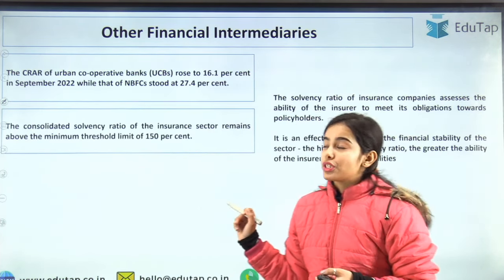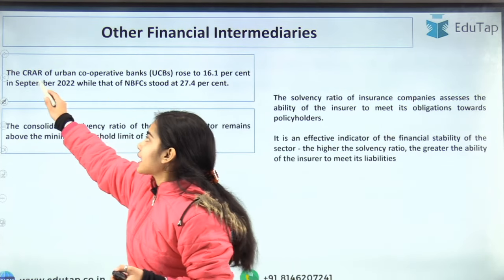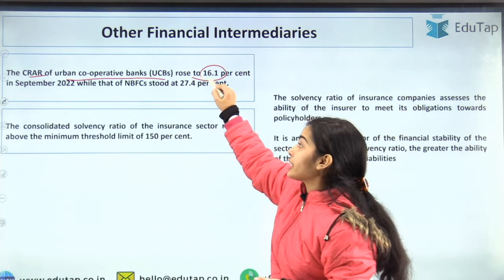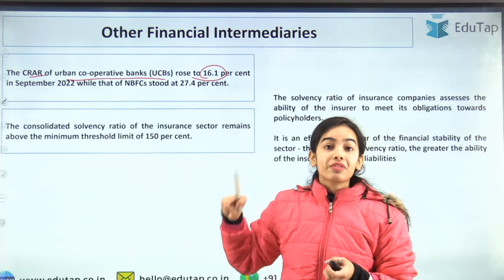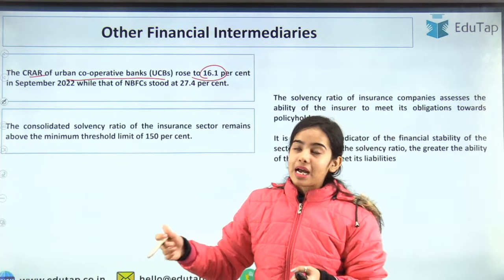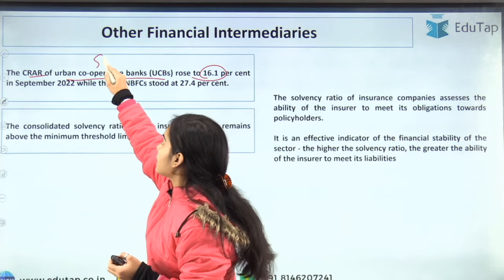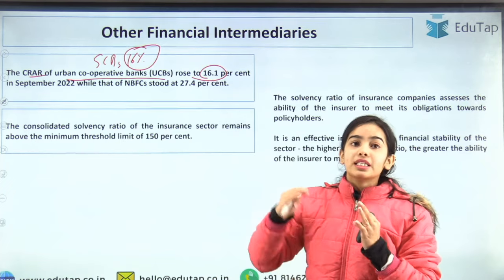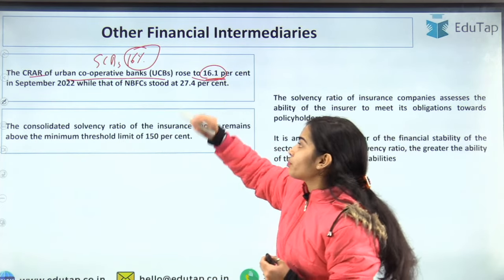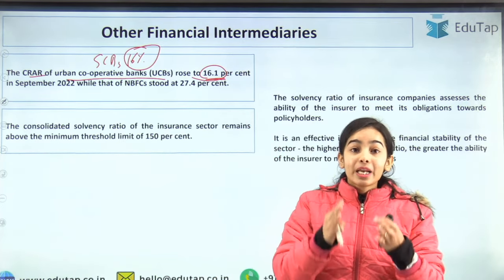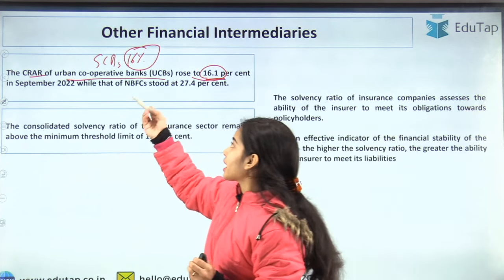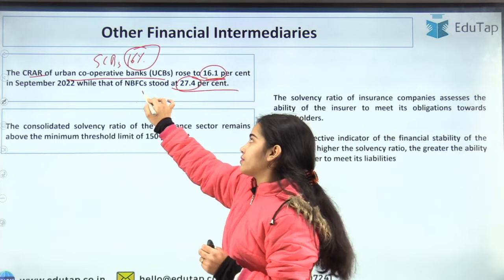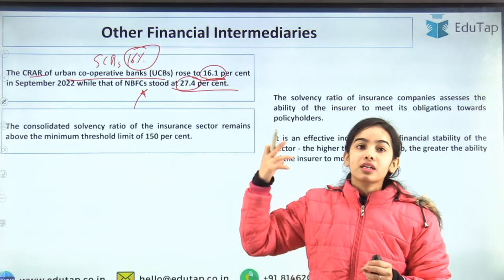Next, other financial intermediaries. The CRAR, the capital to risk weighted asset ratio, of the urban cooperative banks is 16.1%, which is even higher than the scheduled commercial banks. Scheduled commercial banks are maintaining 16% CRAR in September 2022, while the UCBs have maintained 16.1%. The NBFCs have a still higher CRAR of 27.4%, because the NBFCs are the most risky, so they have to maintain an even higher CRAR.